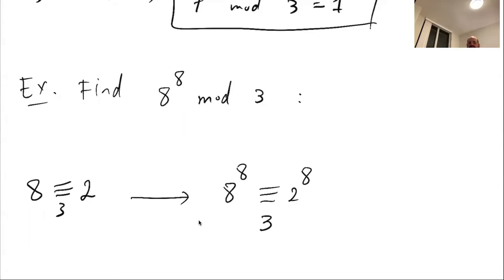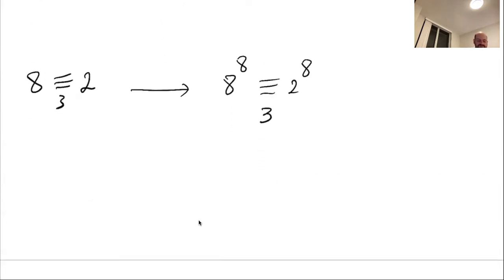Okay, this time is a little bit more complicated than the previous case, because in the previous case, on the right side we had 1 to power 8, and 1 to any power is 1. But here we have 2 to power 8. So what can I do with this? Well, of course, one way is to calculate 2 to power 8 and find its remainder when divided by 3. But let's try to do as little computation as possible.